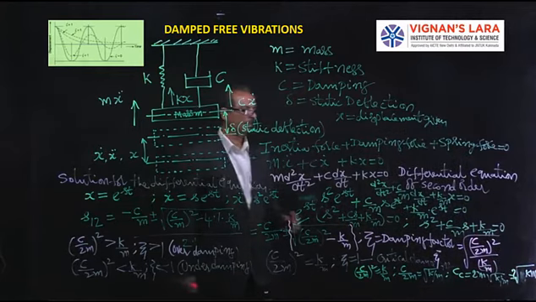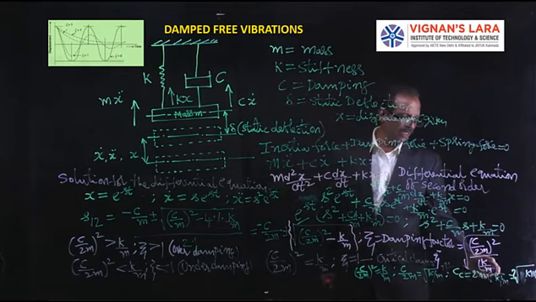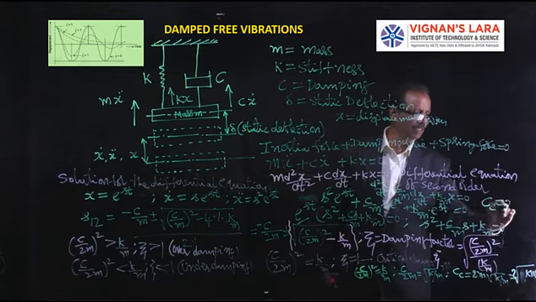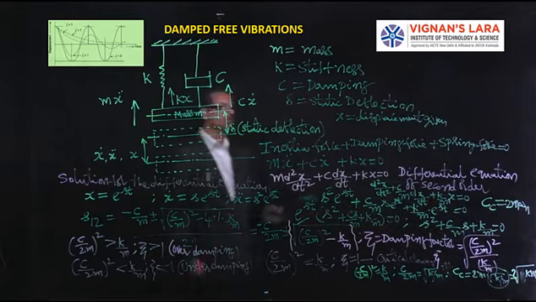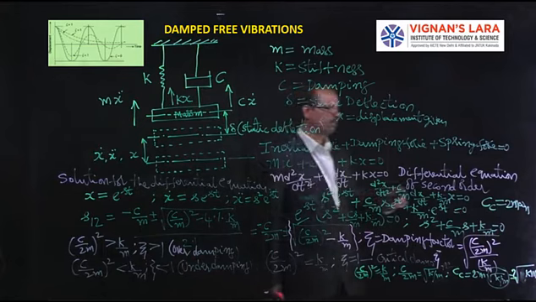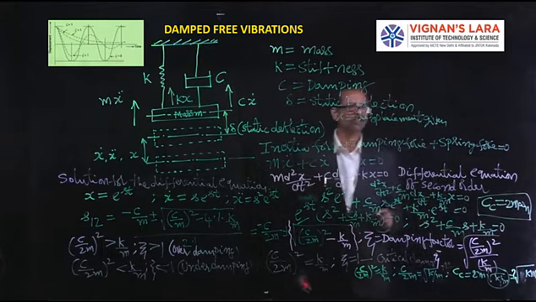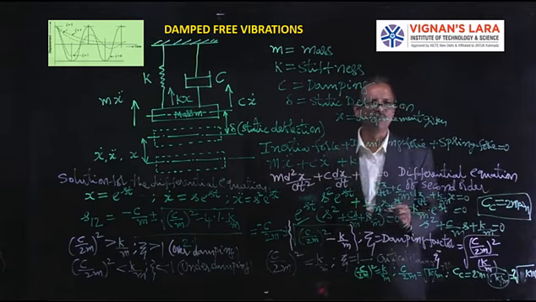If you want, this can be written in another way. We know omega n is equal to root k by m. So cc can also be written as 2m omega n, because you are aware that root k by m is what we defined as omega n. Then cc is equal to 2m omega n.